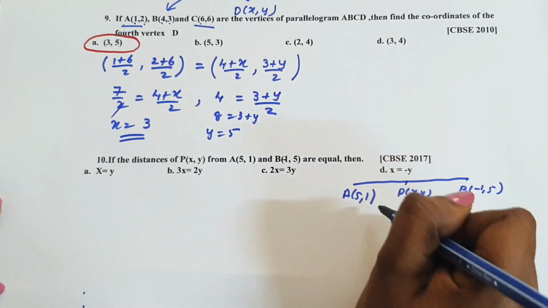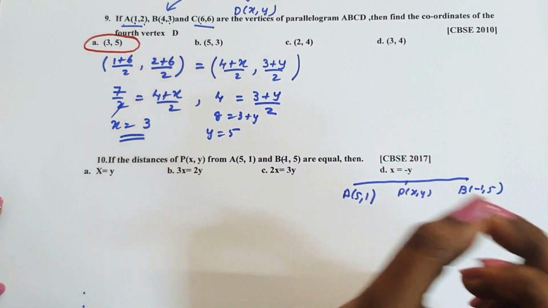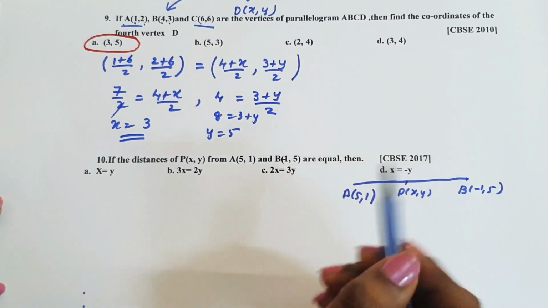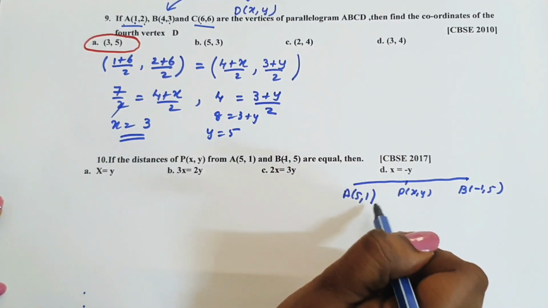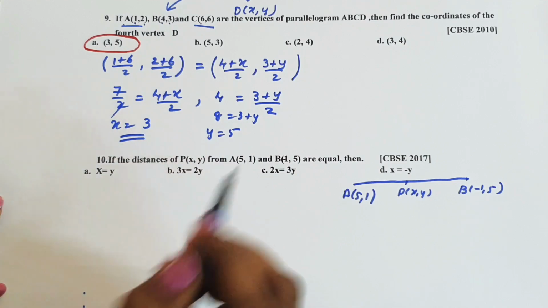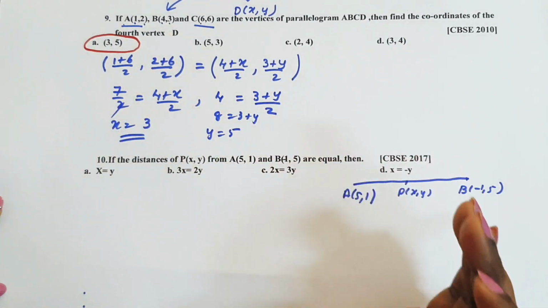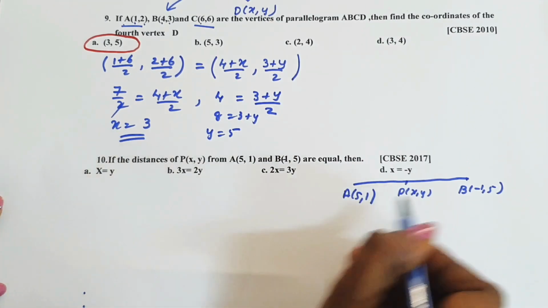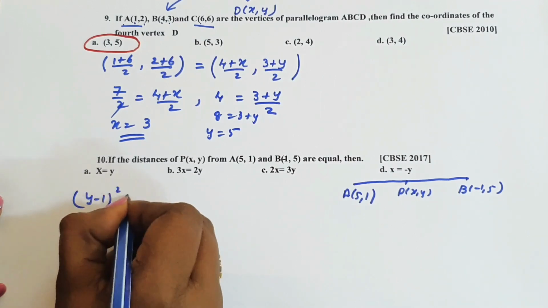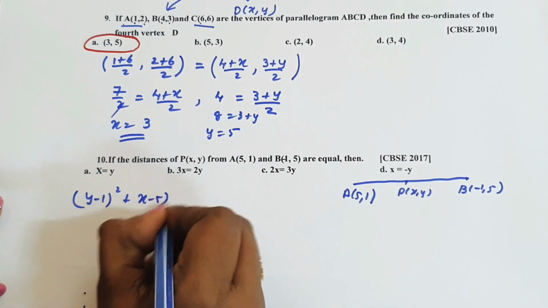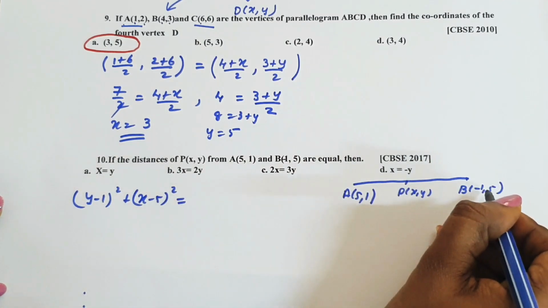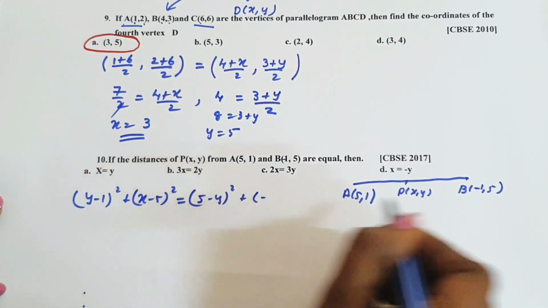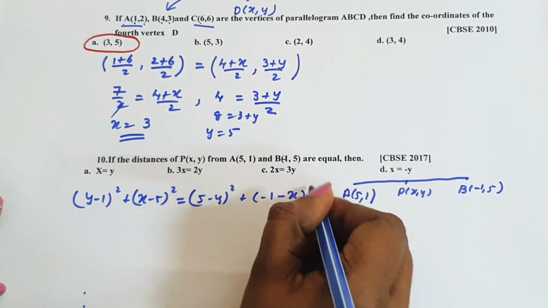Now since this is the distance formula that we need to use, and on both sides we have the square root, we can just skip the square root term and write what is inside it. Inside the square root we have (y2 minus y1) the whole square plus (x2 minus x1) the whole square. If you square on both sides, the square root will be cancelled. So (y minus 1) the whole square plus (x minus 5) the whole square is the same as (5 minus y) the whole square plus (-1 minus x) the whole square.